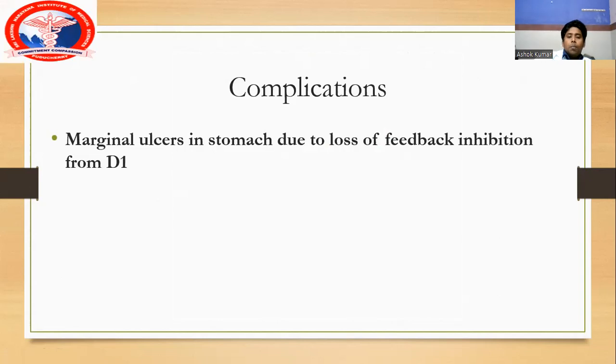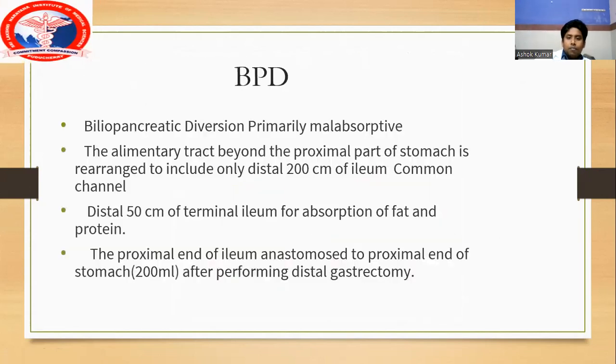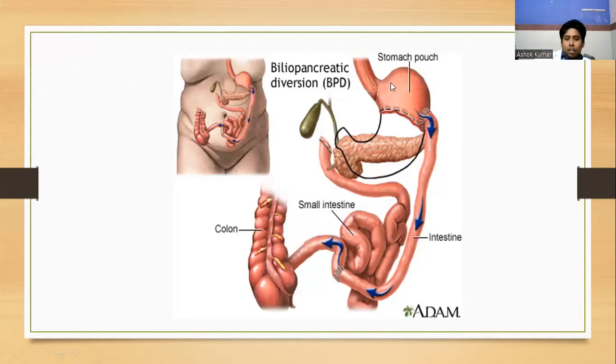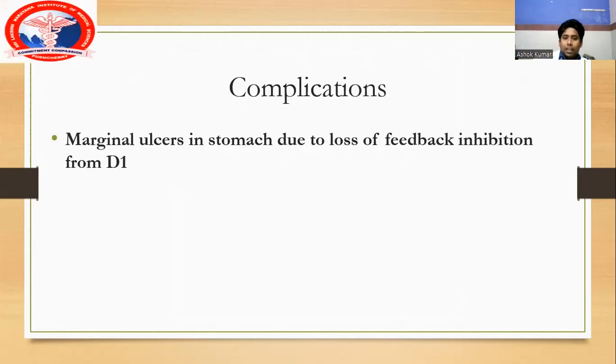One of the most important complications seen in biliopancreatic diversion is marginal ulcers. Normally, when food reaches the stomach and then the small intestine, the duodenum will give feedback inhibition to the stomach, so that the stomach secretes less acid. When you eliminate the duodenum in biliopancreatic surgery, you have done a distal gastrectomy and there is no connection between stomach and duodenum. So there is loss of feedback inhibition, and the main complication here is marginal ulcers.